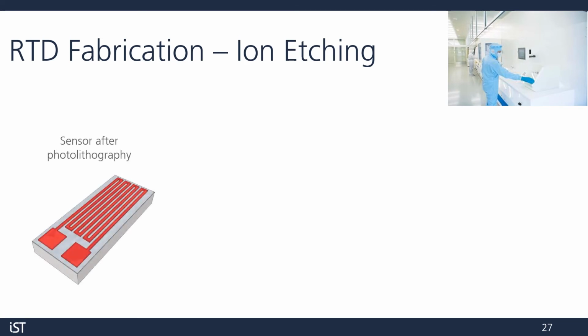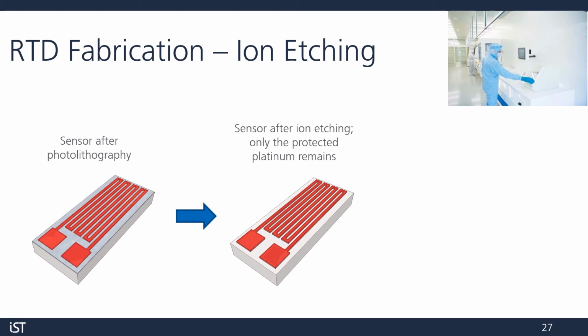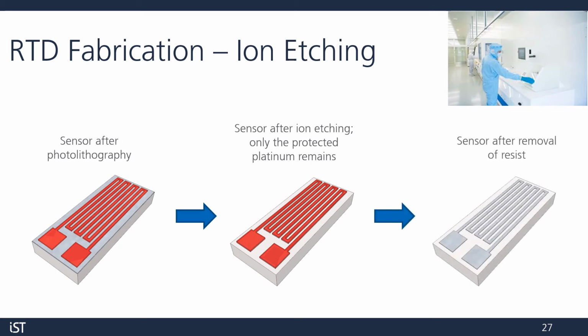Now it's time to get rid of the platinum that's not part of our meander and contact pads. For this, we use a process called ion etching. After etching, only the platinum that's protected by the photoresist remains. When we remove this resist, we're left just with our platinum meander and contact pads.